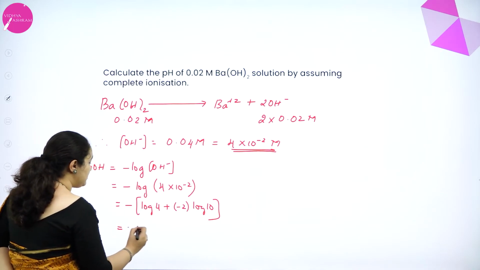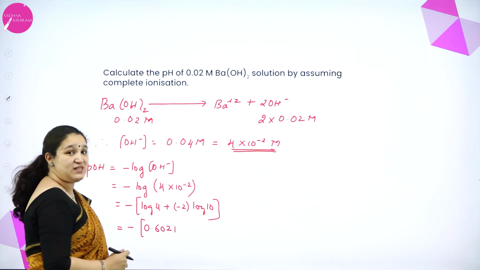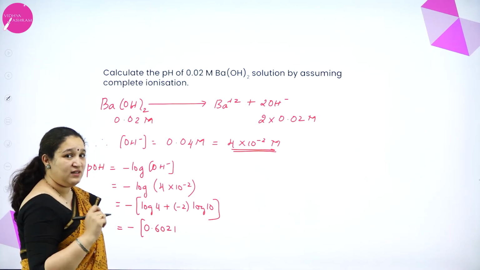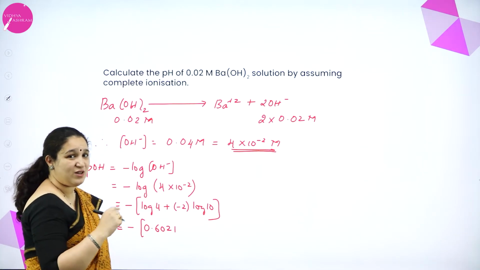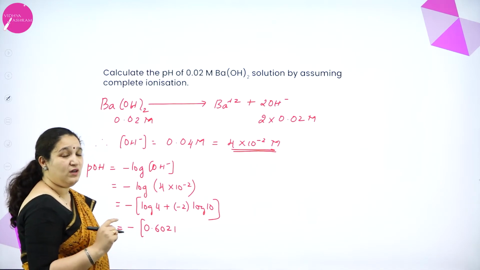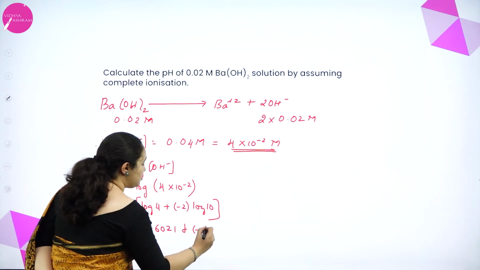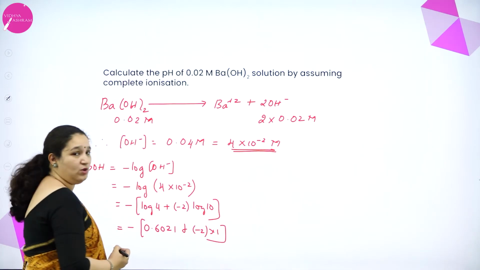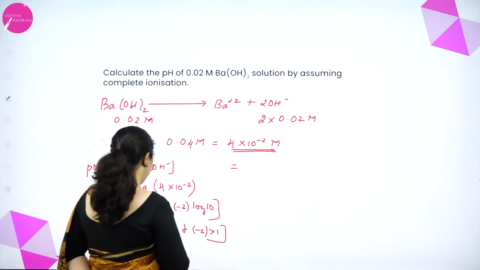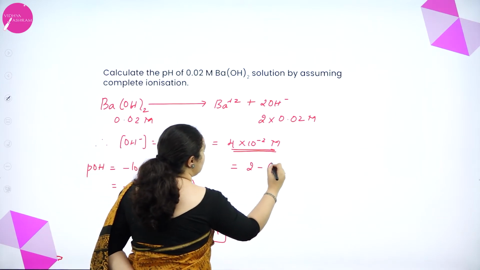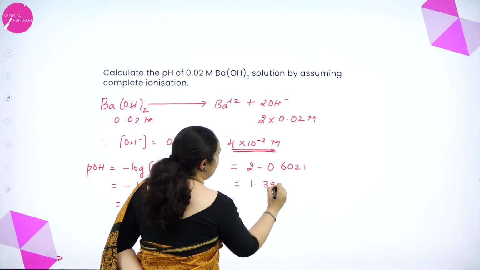Okay. So log 4 is 0.6021. How do I see the log 4 value? I have to see 40 under 0, and before the decimal point there is only one number, 4, so it is 0, followed by the 4 numbers you get from your log book. So it is 0.6021 plus minus 2 into 1, since log 10 is equal to 1. So this will be equal to 2 minus 0.6021, which is equal to 1.3979.